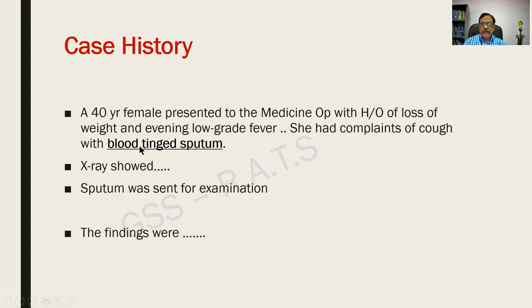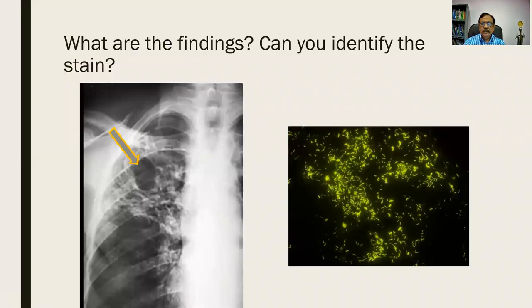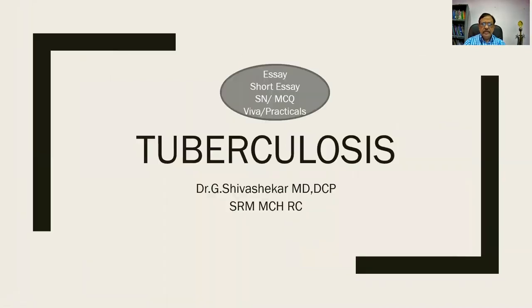Before I proceed further, I would like you to kindly note down this word, blood-tinged sputum. Maybe towards the end we shall come back to it. These are the radiological findings, and this is some special stain that has been done. I will want you very much to find out what it is. And the diagnosis is tuberculosis.